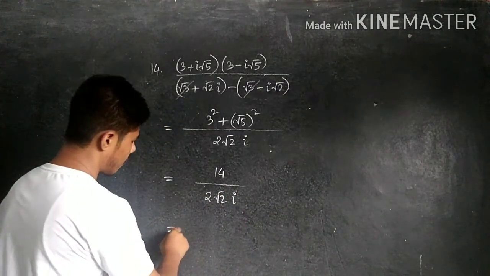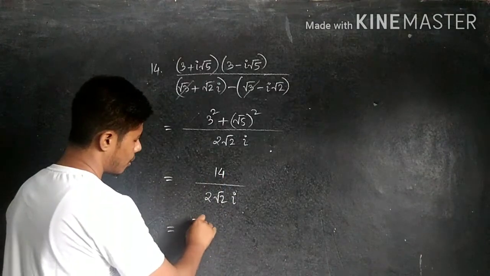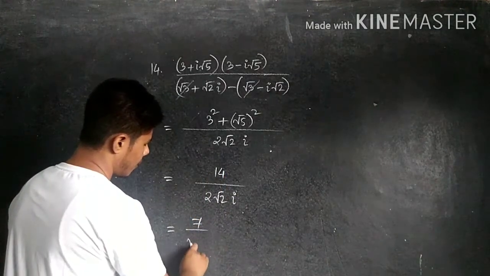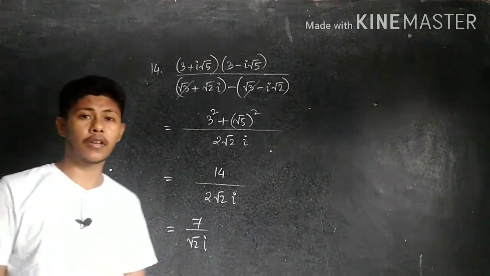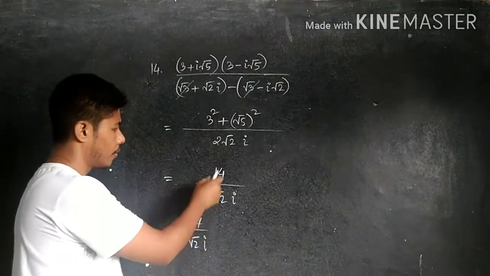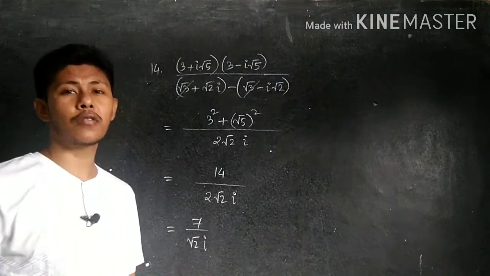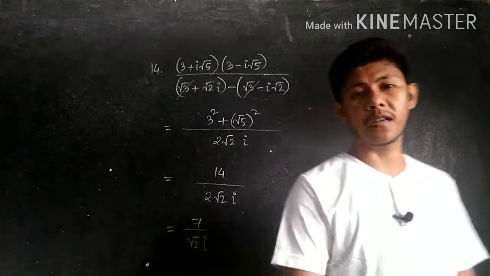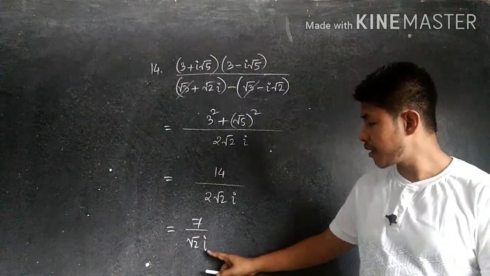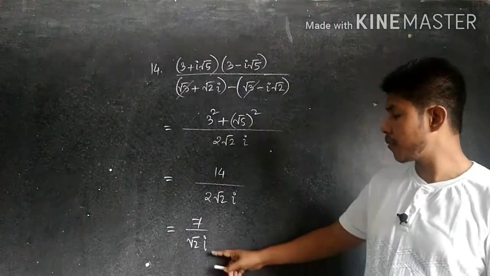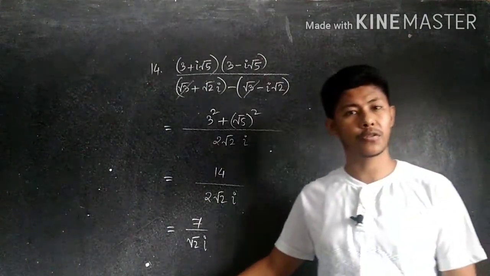Now if you calculate this, this 2 is cancelled with this 14, so simply here 7 divided by root 2i remains. 2 sevens are 14, so we get 7 by root 2i. We have to convert this into a plus ib form, but here we get 7 by root 2i. So we have to eliminate this i from the denominator. To eliminate this i from the denominator, what do you have to do? We have to multiply by its conjugate also.